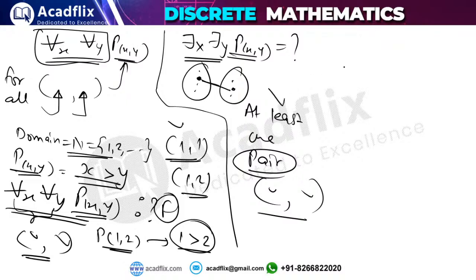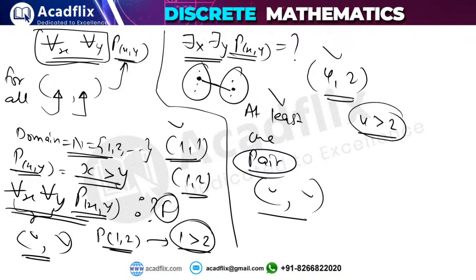So yes, it is true. Why? Because you need only at least one pair. For this pair 4, 2, 4 is greater than 2, so for this pair pxy is true. Only one pair you need, at least one pair. So as soon as you find at least one pair, that's it, this will become true. So these two nested quantifiers we have seen.